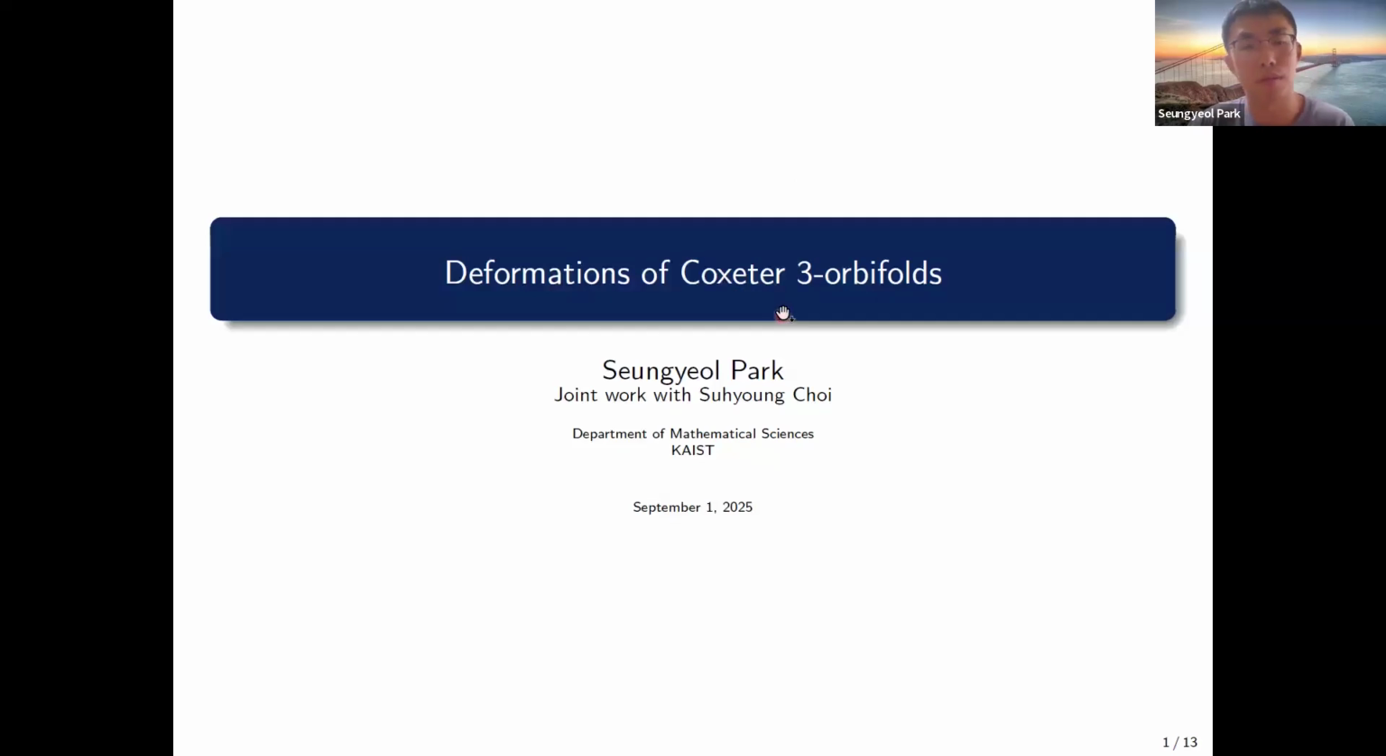Today I'm going to talk about some deformation theory on certain orbifolds called the Coxeter 3-orbifolds. Basically, a Coxeter group is a certain finitely generated group with certain group presentations, and it has a natural action on some nice spaces such as the spheres, the Euclidean space, or the hyperbolic space and so on. So the Coxeter orbifolds are basically some orbifolds arising from that action.